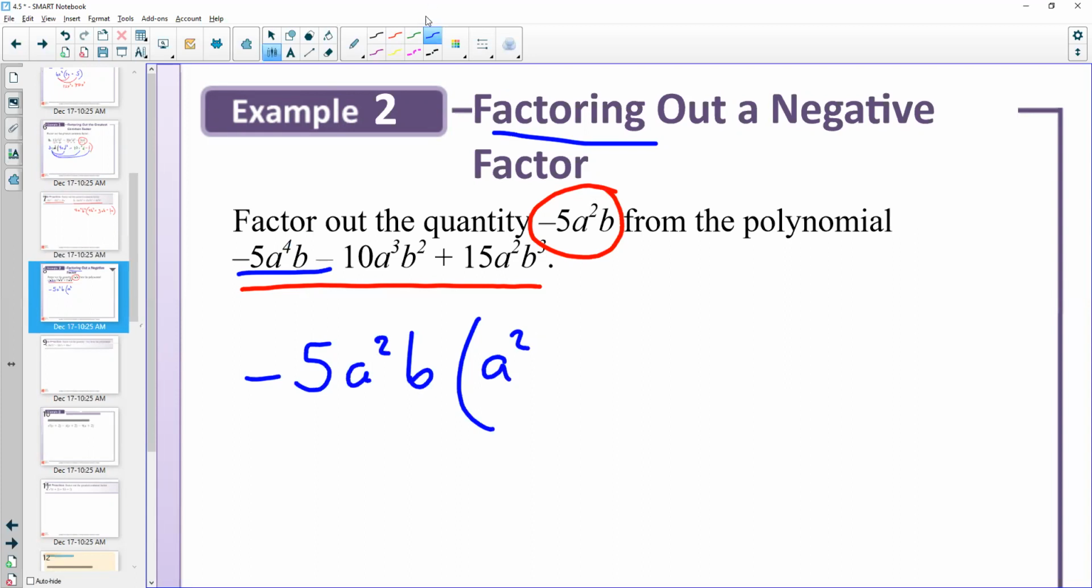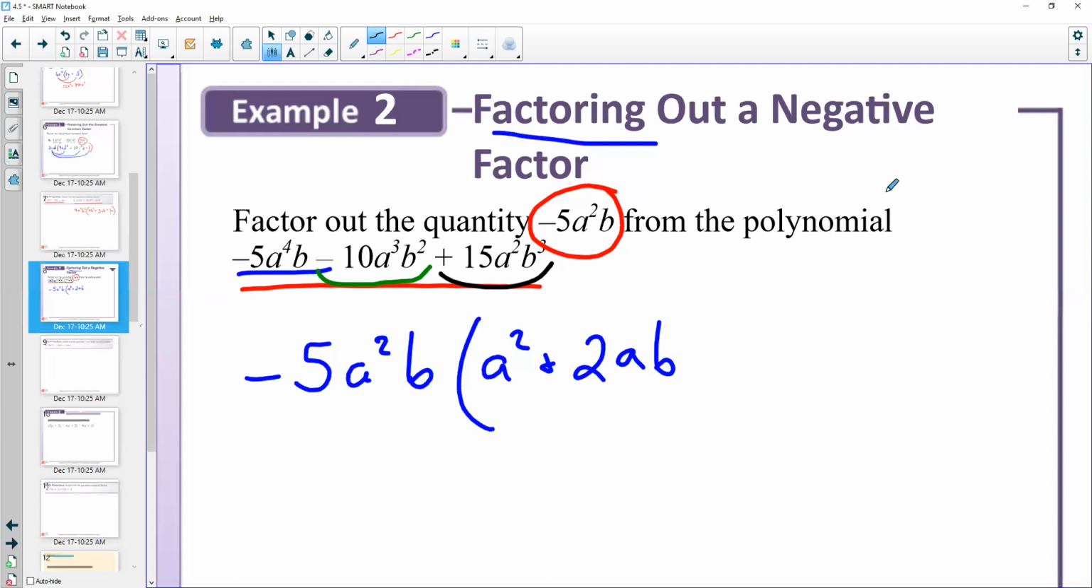For the second term, I took out negative 5. So negative 5 times what gets me negative 10? Well, negative 5 times positive 2 gets me negative 10, so I need that to be a plus 2. I took out a squared, I had a cubed, so I have just a left. And I took out b, and I have b squared, so I just have b left. Now in this last term, I took out negative 5, but I have a positive 15 right now.